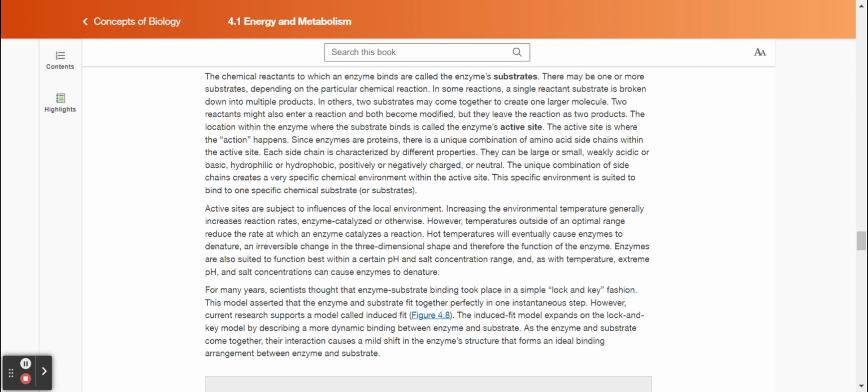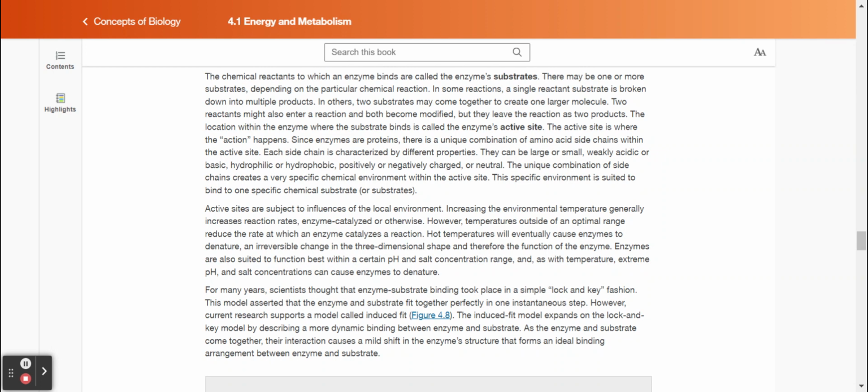Active sites are subject to influence of the local environment. Increasing the environmental temperature generally increases reaction rates, enzyme catalyzed or otherwise. However, temperatures outside of an optimal range reduce the rate at which an enzyme catalyzes a reaction. Hot temperatures will eventually cause enzymes to denature, an irreversible change in the three-dimensional shape and therefore the function of the enzyme. Enzymes are also suited to function best within a certain pH and salt concentration range. And, as with temperature, extreme pH and salt concentrations can cause enzymes to denature.